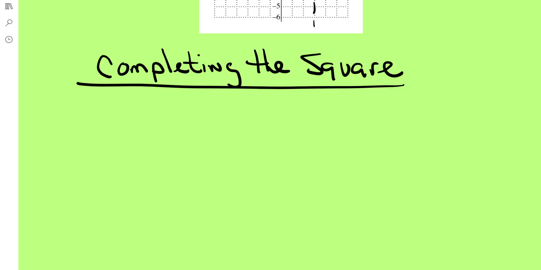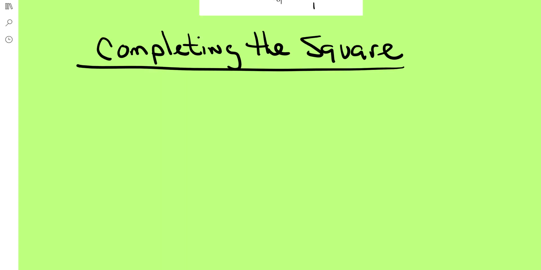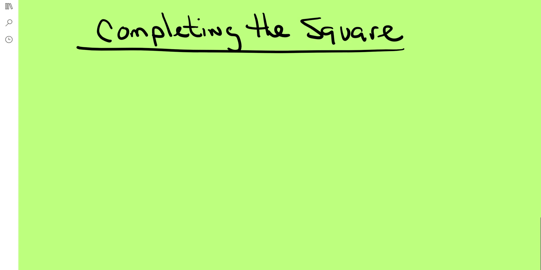There is another way of finding the vertex and the x-intercept and y-intercept. That is done by completing the square. You may like this better. Not sure, but let's try it. At least you have a little experience with it.